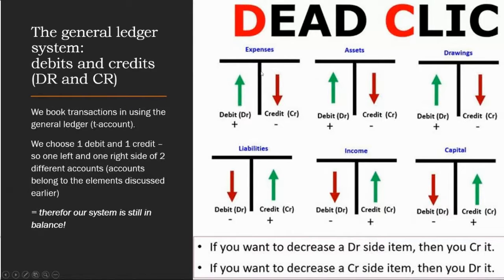Now, each transaction will have its own general ledger account, and the account name would be at the top, where the expense, asset, drawings, liabilities, income, capital is currently shown. It would be the account name that we have included in our accounting system. So that would be, for example, vehicles, bank, a loan, capital, or revenue. Those are your general ledger accounts.